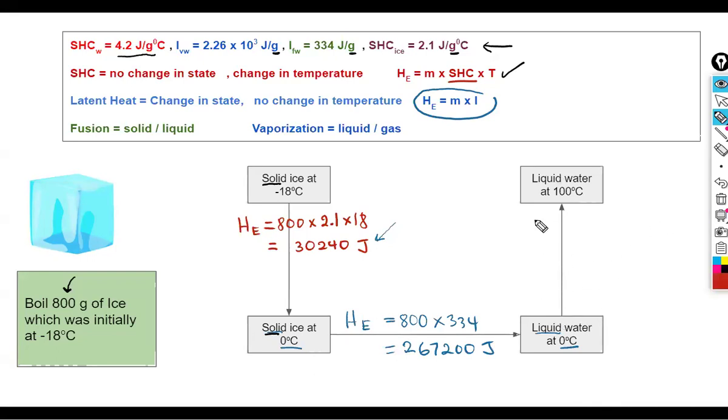So I should just work out this last part. This last part is going to be specific heat capacity because they're going from liquid to liquid. No change in state, but there's a change in temperature of 100 degrees. So the mass is 800, 4.2 for the specific heat capacity of water, and the change in temperature is 100. 800 by 4.2 by 100. I'm getting this 336,000 joules.